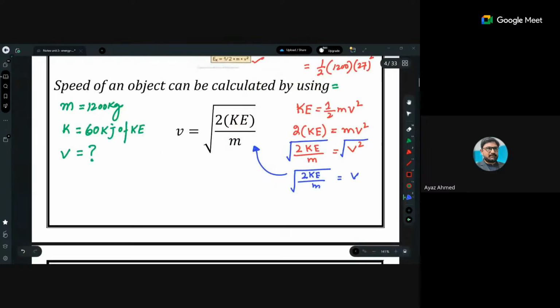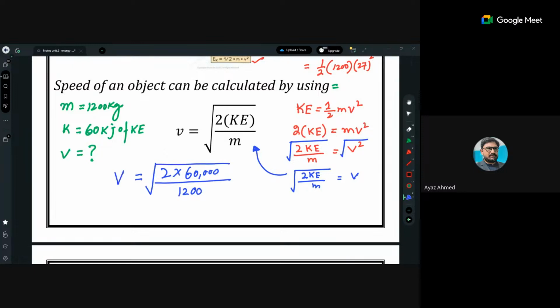So just put the values. Instead of deriving this in the exam, if you remember the square root of 2 KE by m, then you just plug the values in. 2 times 60,000 divided by the mass of the car, 1200, and just take the square root. So what will be the speed of the car?